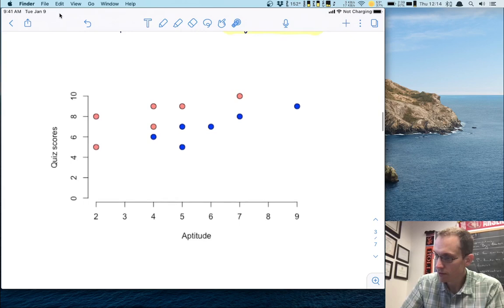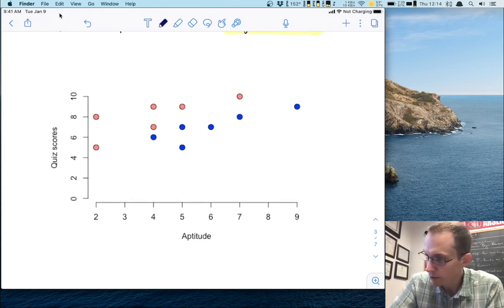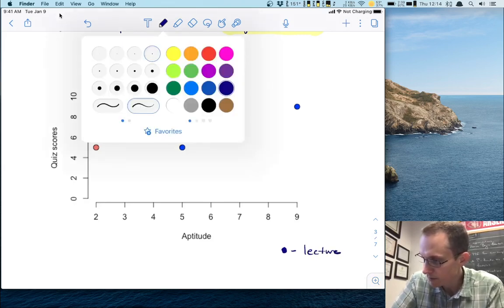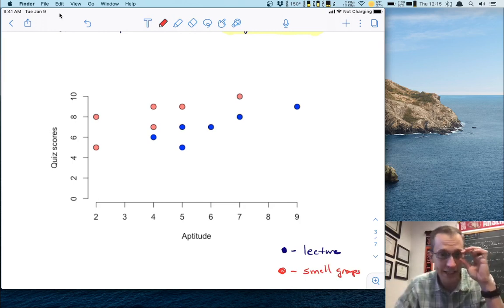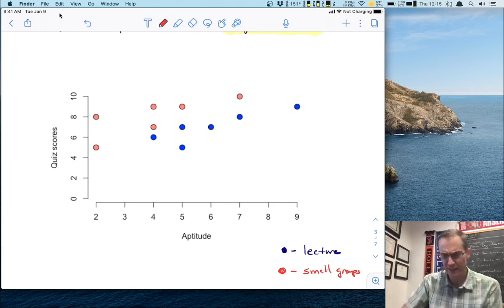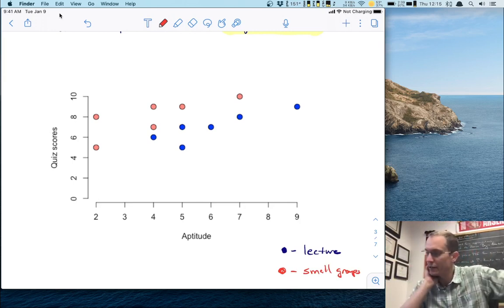Okay, so let's put in a marker just to be clear here. I'm going to put it right down here. These are the traditional lecture, and these are the small groups. Okay, cool. Now we've got a key for our graph. Always make a key on your graph, and for some reason I didn't do that here. So here's a scatter plot.